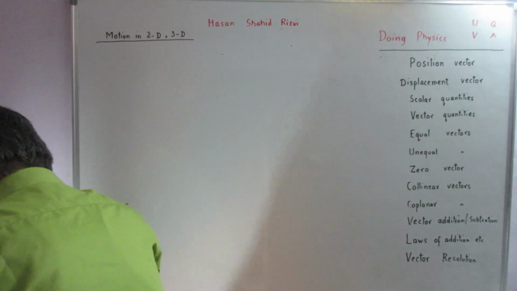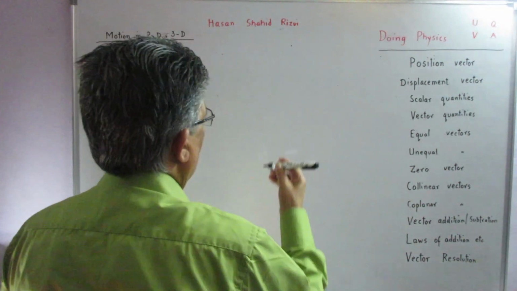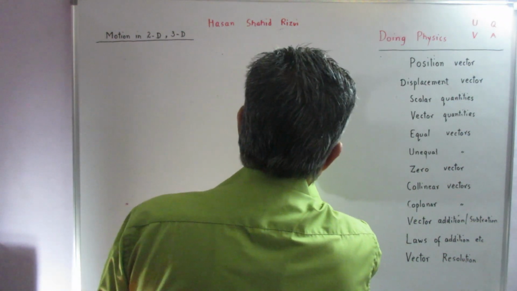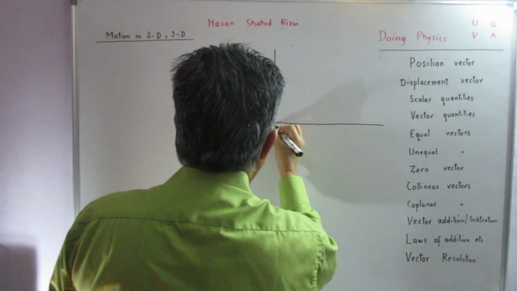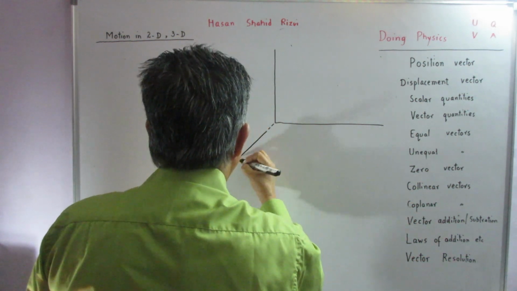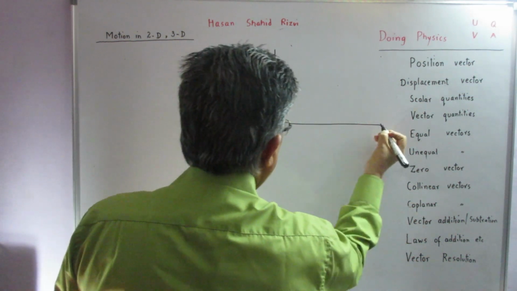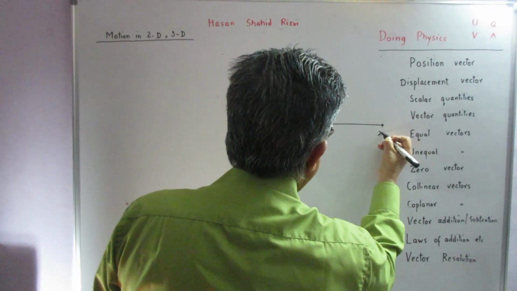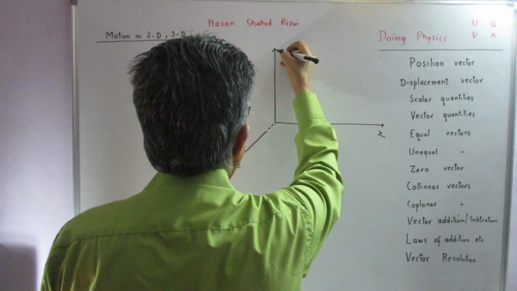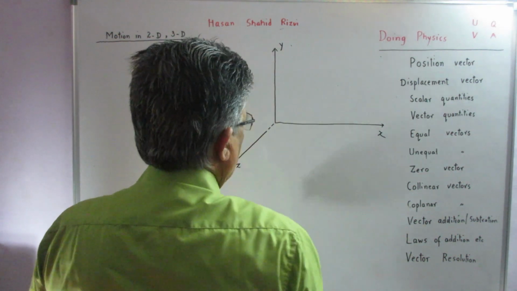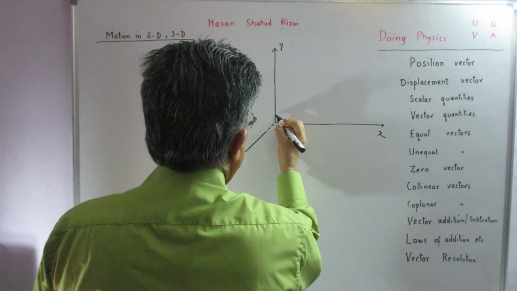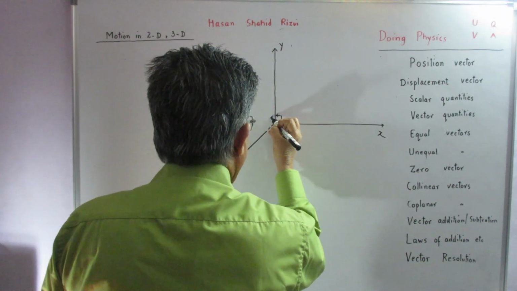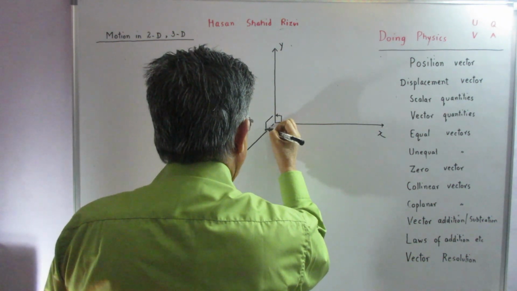So in a three-dimensional situation, I redraw the axes x, y and z. These axes, the angles that they make with each other, are 90 degrees each.